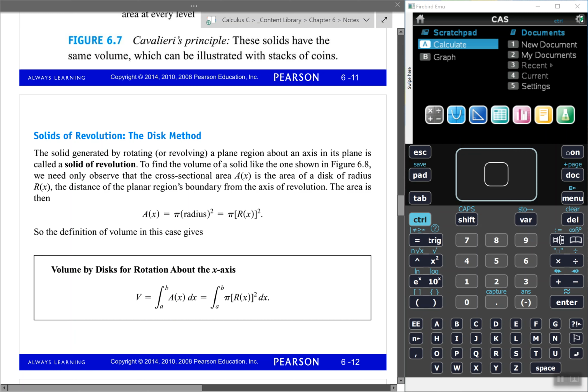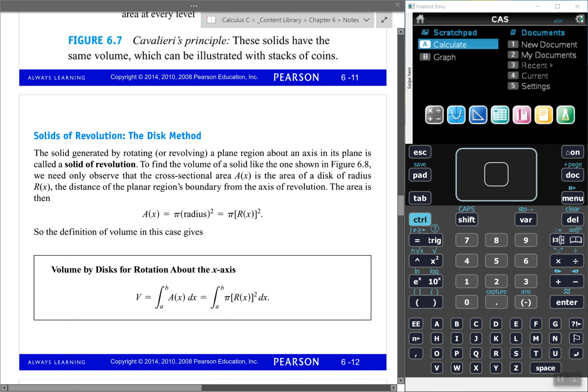It will be, in this first example here, it talks about a disk. So in the previous examples, we had square cross-sections or semicircles or really any shape that we wanted. Today, they will all be the same shape. They will all be disks. When we do that, we need to use, again, the area formula for that specific shape. So a disk is actually a circle.